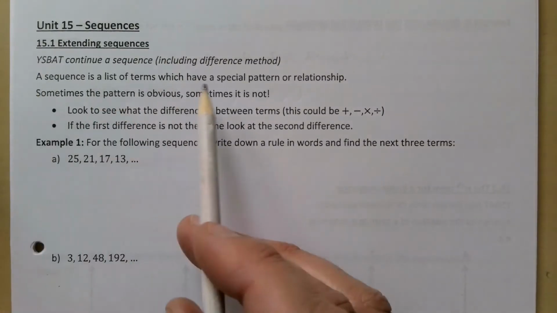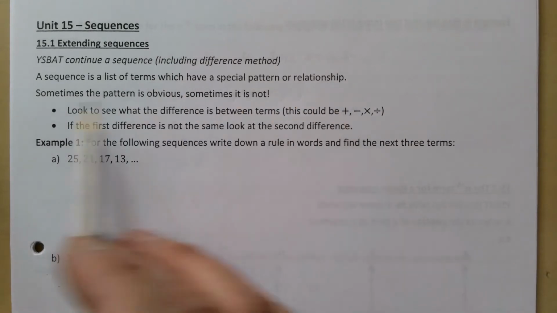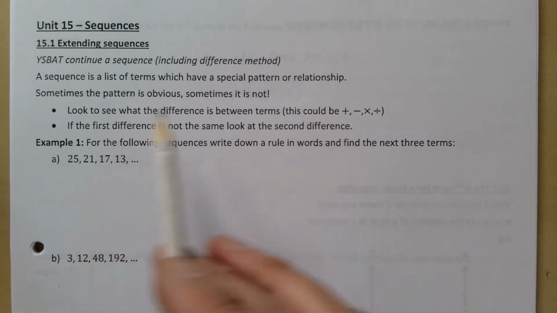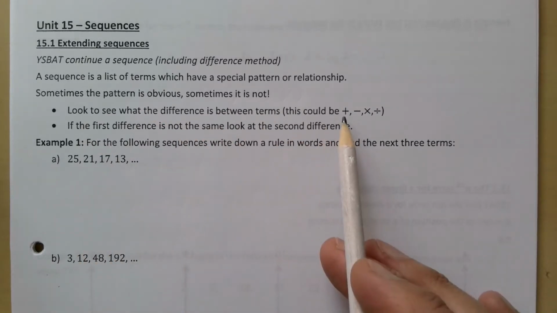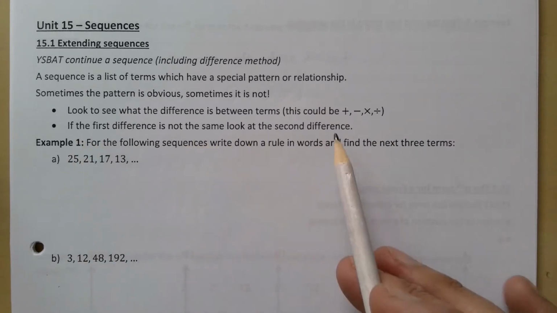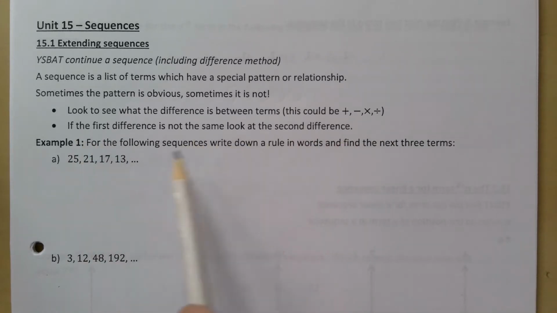So a sequence is a list of terms which have a special pattern or relationship. Sometimes the pattern is obvious, sometimes it is not. Sometimes it's quite hard to find. Look to see what the difference is between the terms. Could be add, subtract, multiply, divide. If the first difference is not the same, look at the second difference. We'll chat about that in a wee second. For the following sequences, write down a rule in words and find the next three terms.